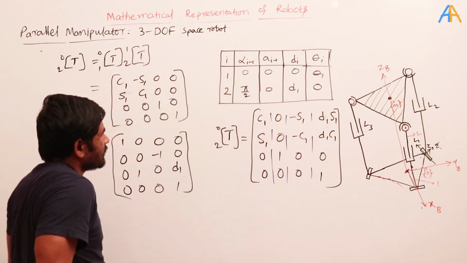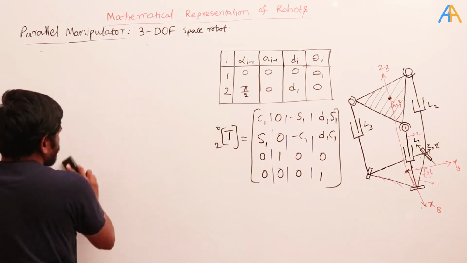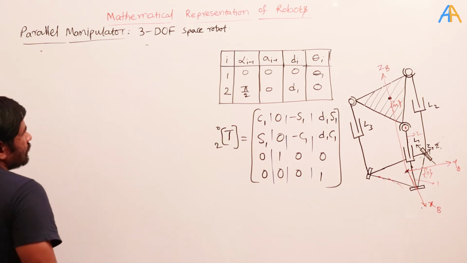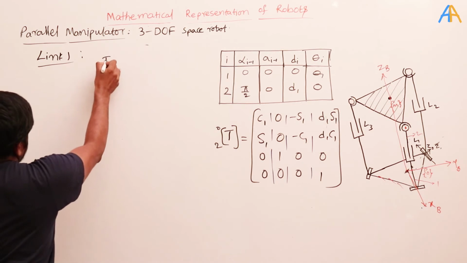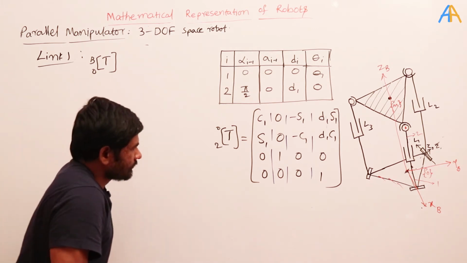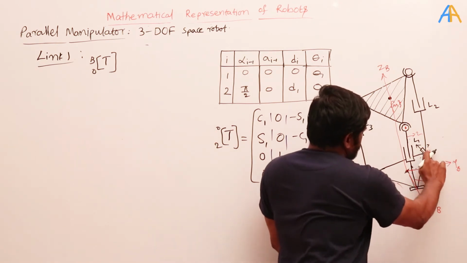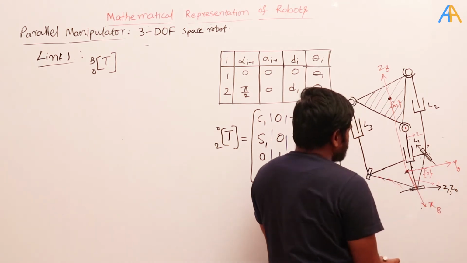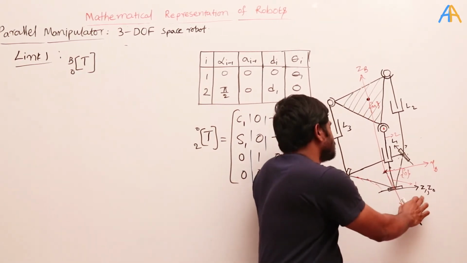In each and every link, the only thing we need to find out is the base coordinate system rotation until it coincides with Z0 and Z1, and then you multiply with this. So for example, if I take link 1, then I need to find out the base coordinate system with respect to 0. Here this is Z1, Z0. Finally this ZB has to come and coincide with this Z1 and Z0.